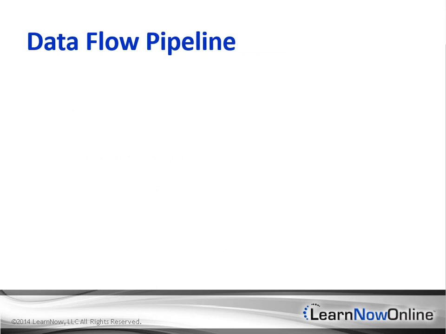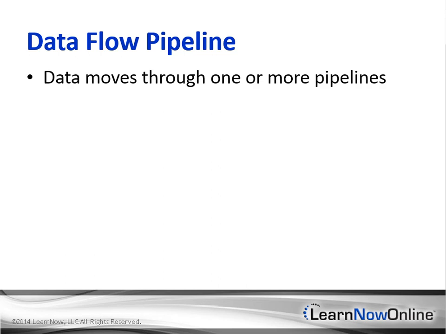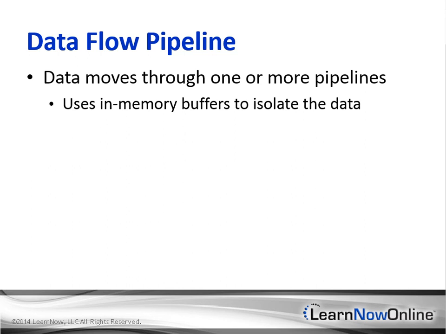All right, now a little bit more about the data flow pipeline. As data moves from sources through transformations and to destinations in a package's data flow, it's moving through one or more data flow pipelines. A pipeline uses in-memory buffers to isolate the data as it moves from sources through transformations into destinations. It's the flow of data within a data flow, and a single data flow can have multiple pipelines, so that's important to understand.